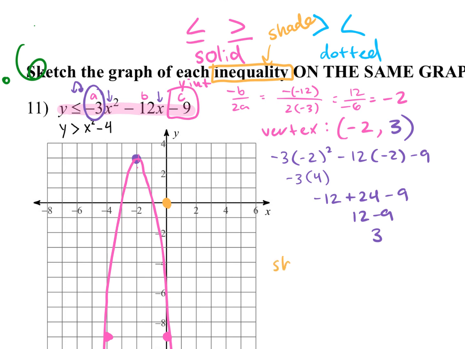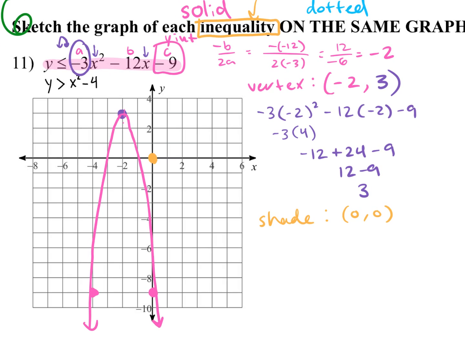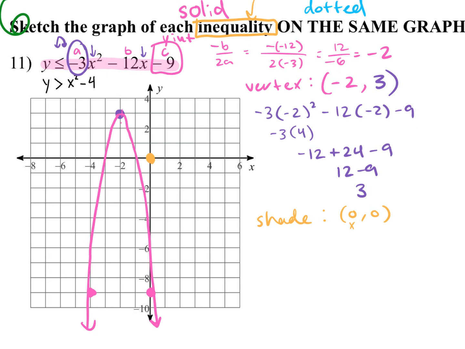So to shade, we're going to plug in 0, 0 into the x's and y's. So I'm going to plug in 0 into x and 0 into y in my first equation up here. So 0 is less than or equal to negative 3 times 0 squared minus 12 times 0 minus 9. So 0 is less than or equal to negative 9. Is this true? No, it is not true.